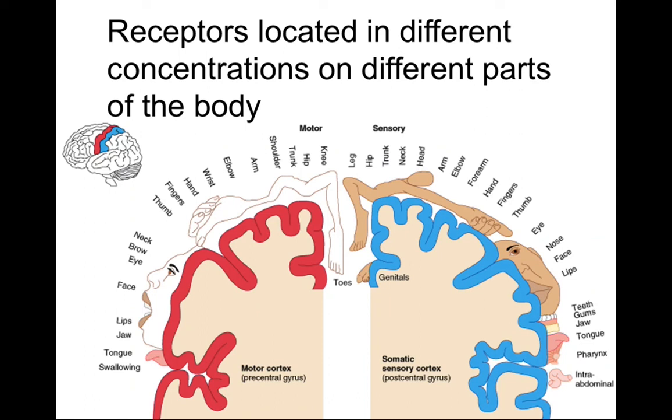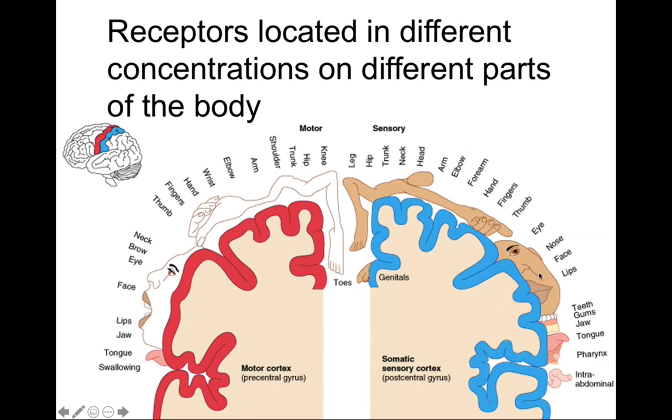Facial expressions are very, very precise motor movements that give us the ability to convey things like feelings to our friends and families. If we did not have as much surface area of the brain devoted to the muscles in the face, we would not be able to make as many precise facial expressions as we are able to. The same thing is true over here with the somatosensory cortex.